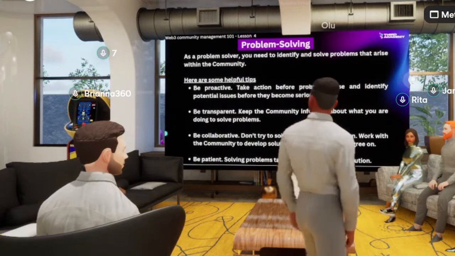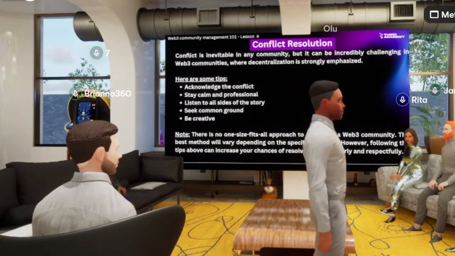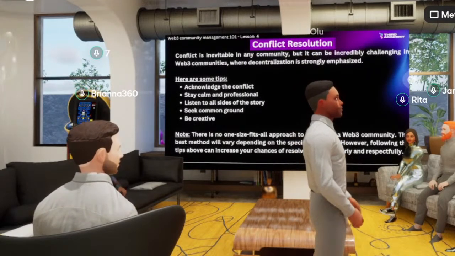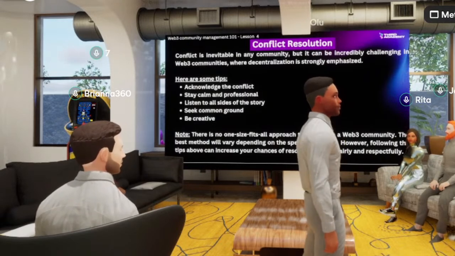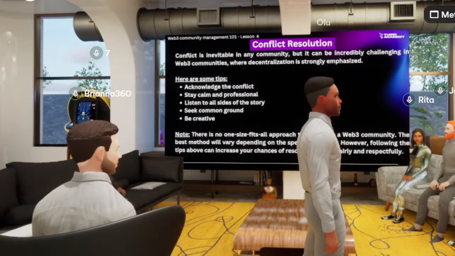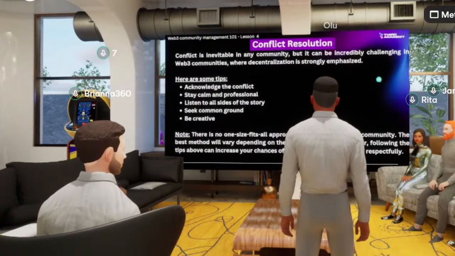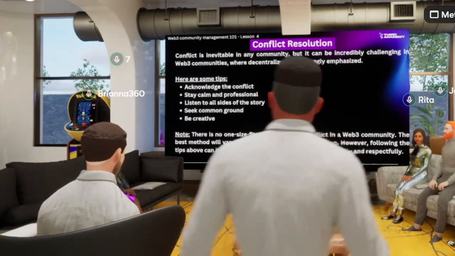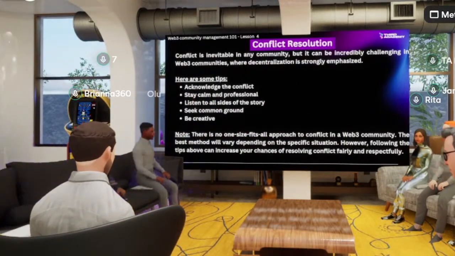You need to be able to deal with conflict, right? Conflict is inevitable in any community, but it can be incredibly challenging in Web3 communities where decentralization is strongly emphasized in many of the communities that exist. What do you do when chaos rises in your community?